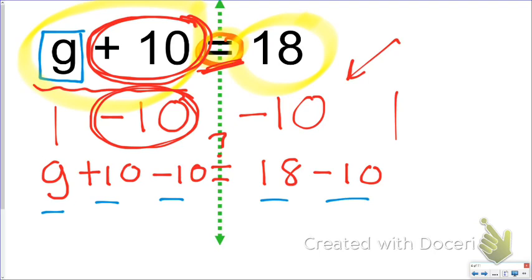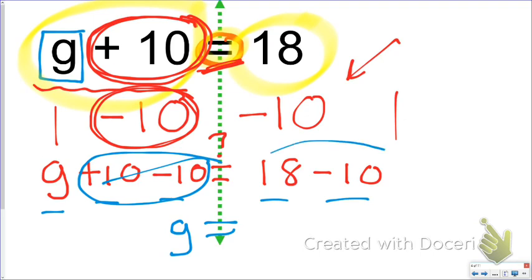I know you're looking at this and you're thinking, Mr. Stewart, this is way too complicated. You're making something super easy into something really complex. But I'm showing you this so that you can understand it. What's 10 minus 10? Well, that's a zero pair. So that's the additive inverse made that go away. So we have g is equal to 18 minus 10, which of course you already knew was 8.